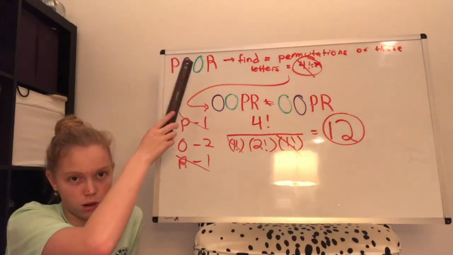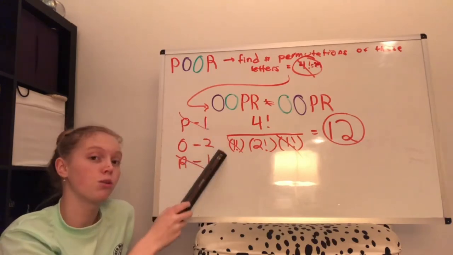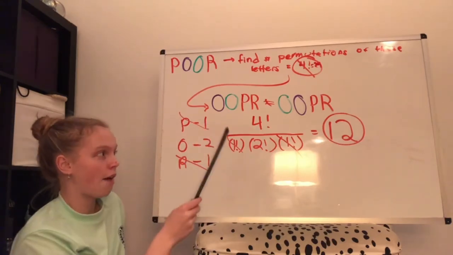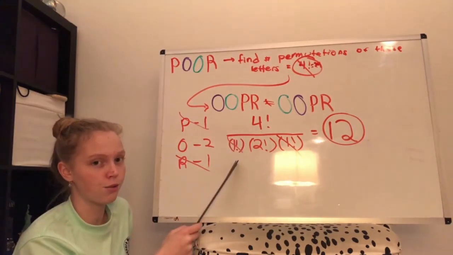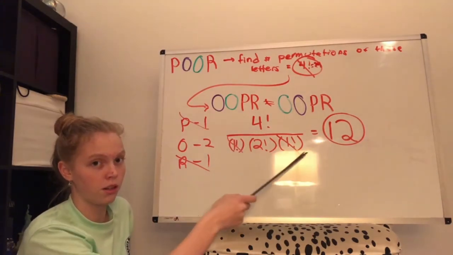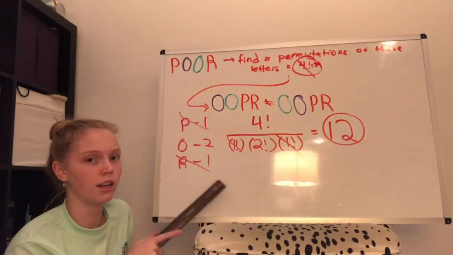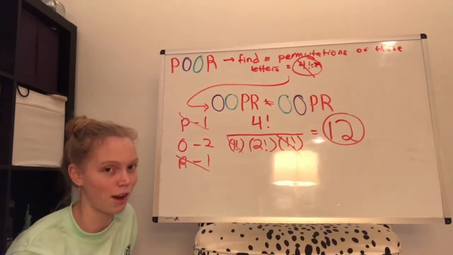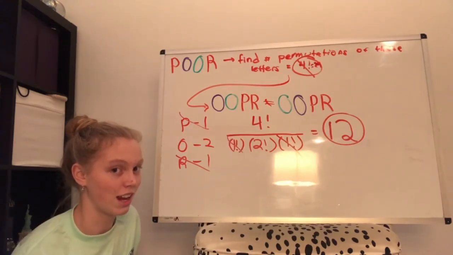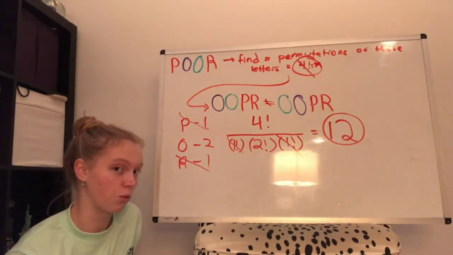In this word, we have 3 different elements. We have P, O, and R. There's 1 P, 2 O's, and 1 R. We have to divide by each of these factorial. So 4 factorial over 1 factorial, divided by 2 factorial, divided by 1 factorial. Now we usually just disregard any of the non-repeated elements because then you're just dividing by 1 factorial, which is like dividing by 1. So we just focus on anything that has more than 1, right?